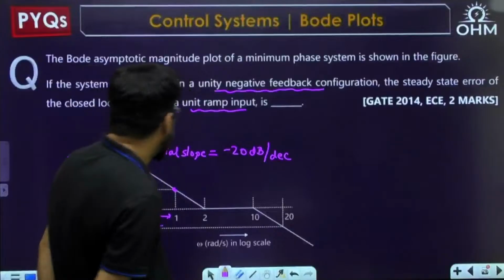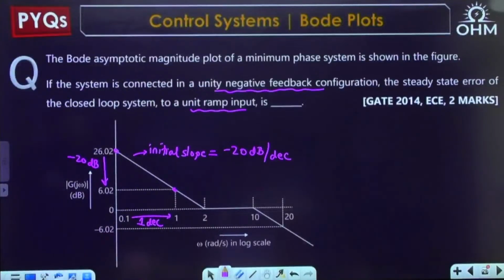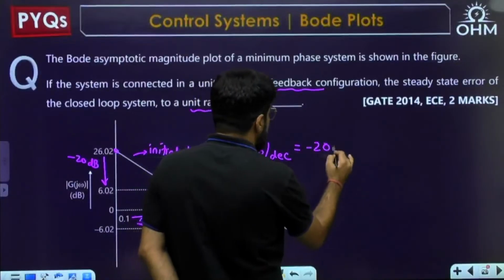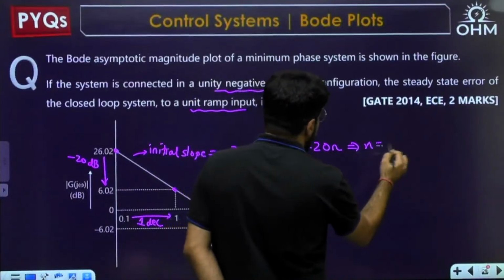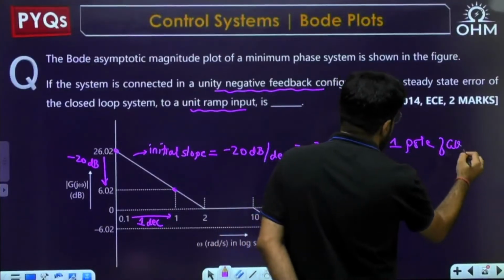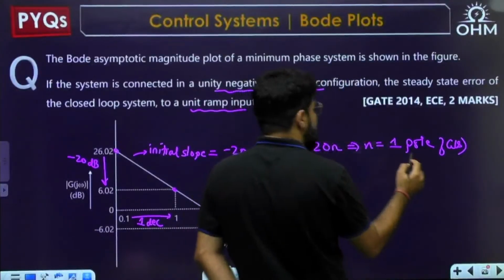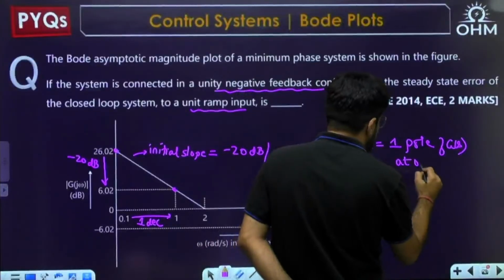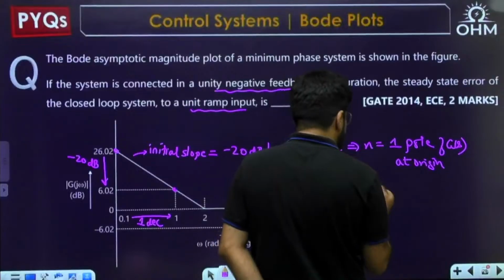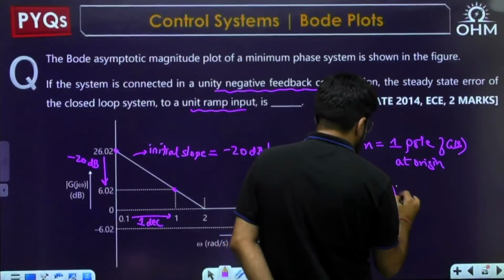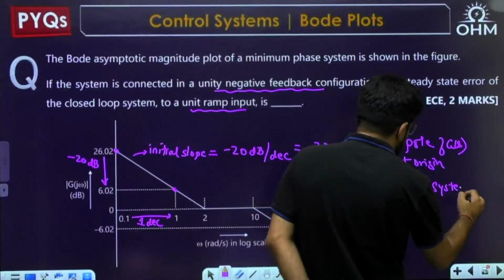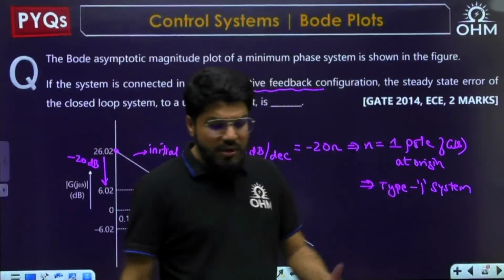Minus 20 decibel per decade. That is the initial slope. And we know that initial slope is minus 20n. So comparing it, n equal to 1, one pole of GS at origin. Okay, unity feedback, and the only GS is there. One pole of GS at origin. And the number of poles of GS at origin when connected in unity feedback is known as the type of the system. So this is type 1. This is a type 1 system, correct? So that is what I told you earlier also.